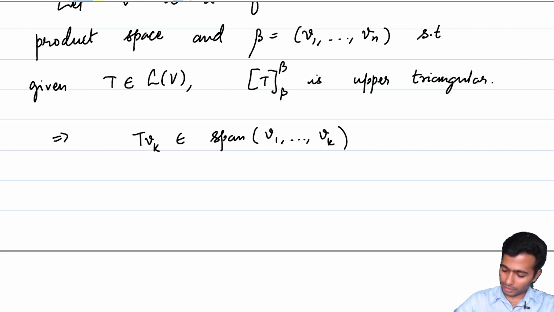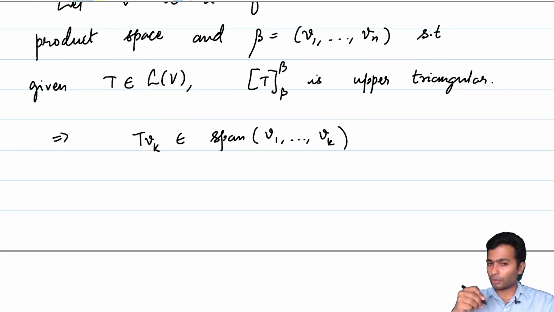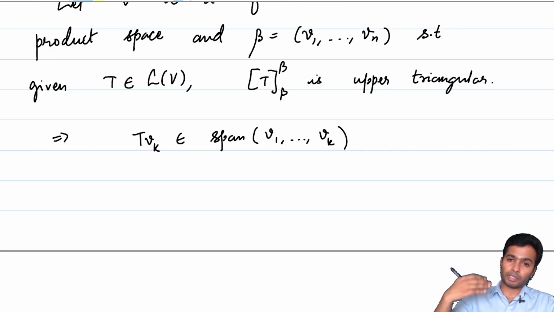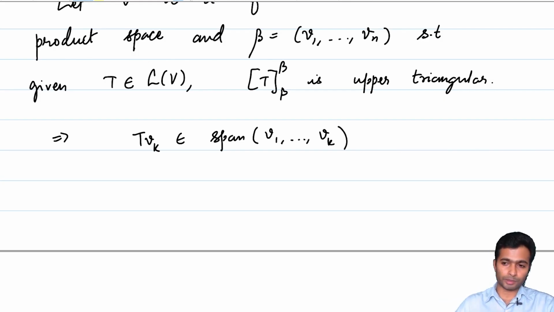If you carefully go back and check what upper triangular means, it means that if you look at TVk and its column representation, the entries below the diagonal will be zero. That means that the coefficients of the terms V1, V2 up to Vk contribute in the expansion of TVk in terms of V1 to Vn, and the coefficients of Vk+1 to Vn do not contribute. Therefore, TVk belongs to the span of V1, V2 up to Vk.